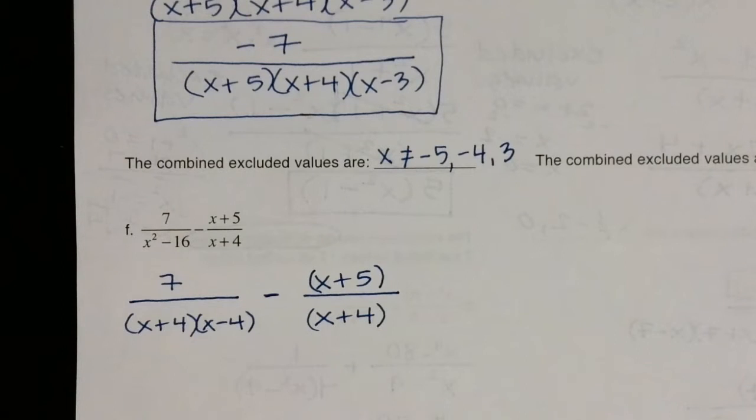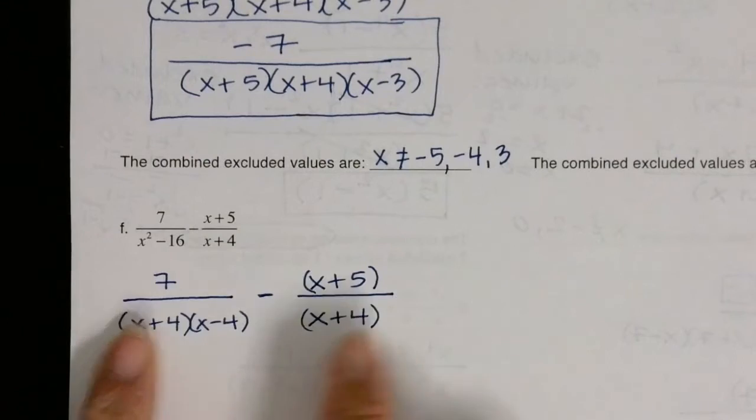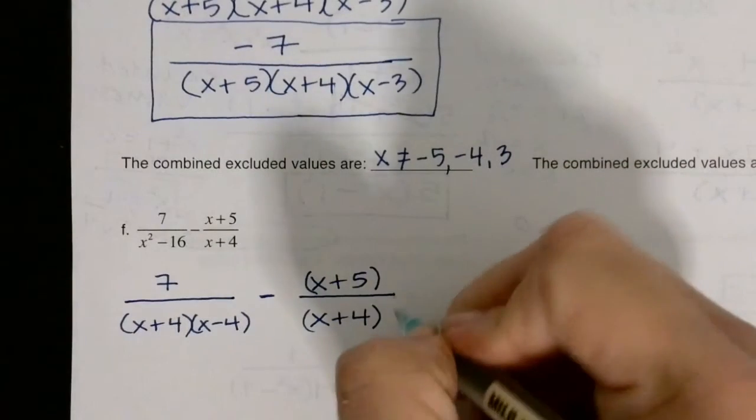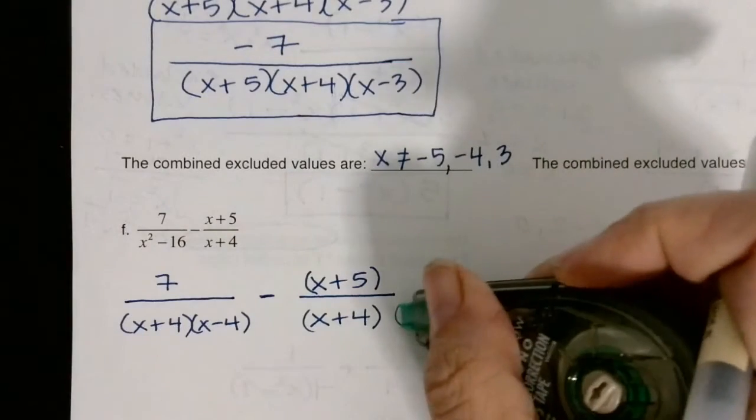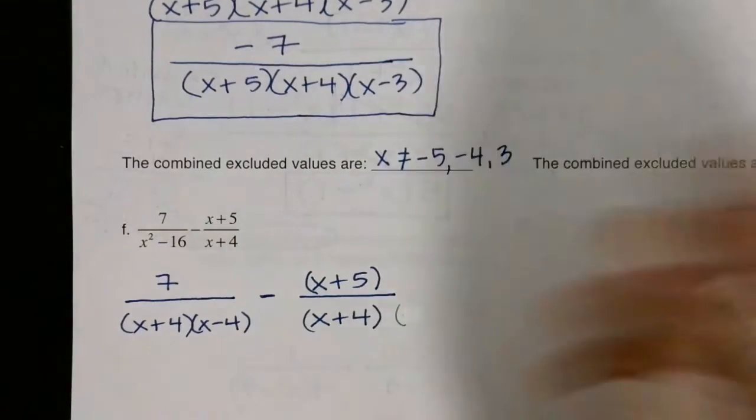So the next thing is to get common denominators. They both have an x plus 4. This one needs an x minus 4. Ooh. Went straight for the minus on that one.